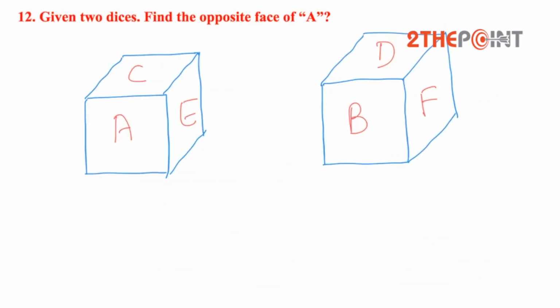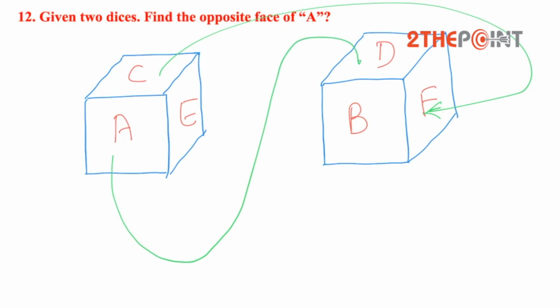Given 2 dice, find the opposite face of A. As you observe the dice, clearly you can see that step 1 and step 2 fail. Therefore, go to the tricky method. The top face of the first dice will be opposite to the side face of the second dice, the front face of the first dice will be opposite to the top face of the second dice, and the side face of the first dice will be opposite to the front face of the second dice. Therefore, A is opposite to D.